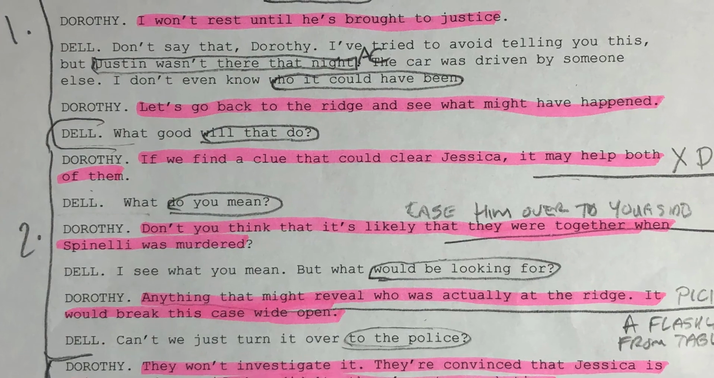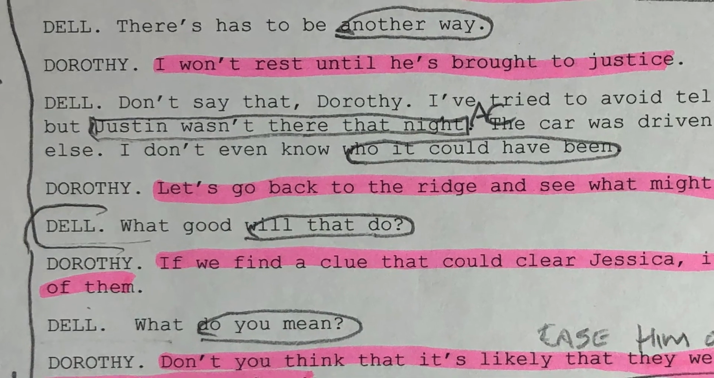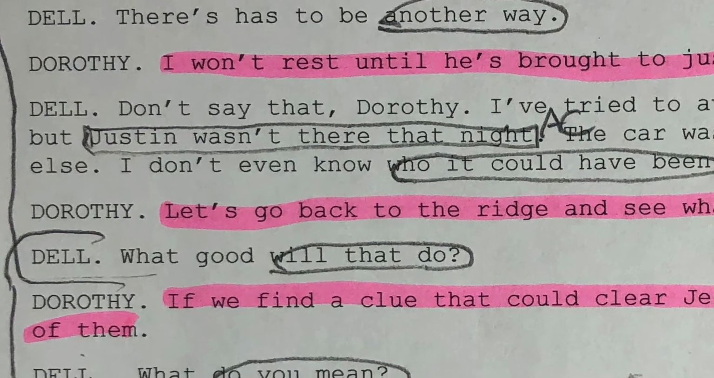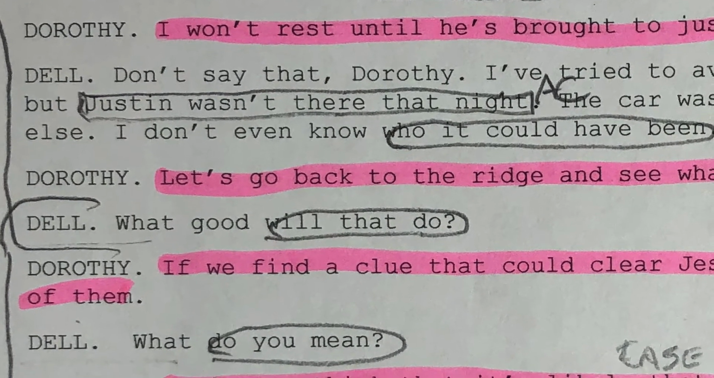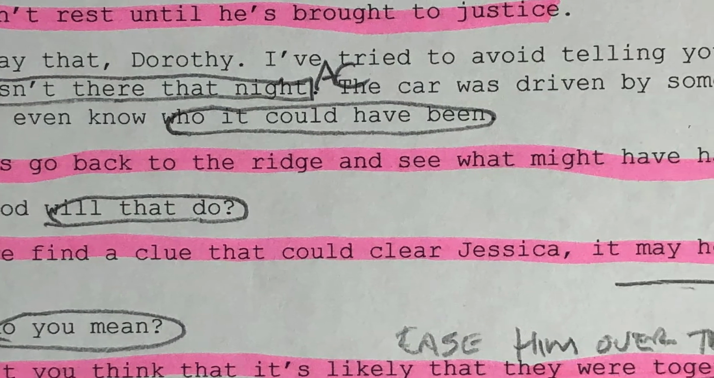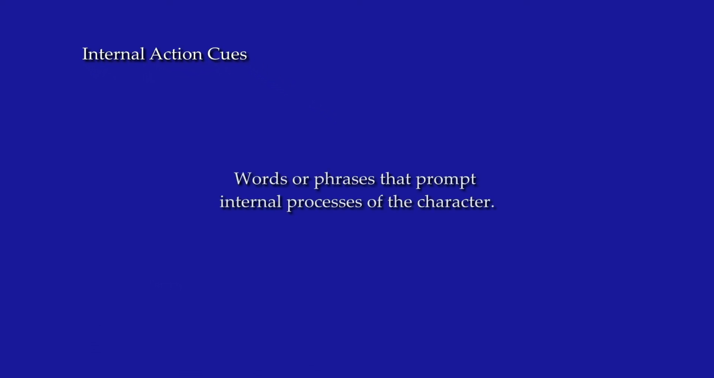In this exchange, let's assume that Dorothy's objective was to get Dell to serve as a witness against Justin at trial. Dell's phrase, "Justin wasn't there that night," serves as an action cue for Dorothy. This phrase prompts Dorothy to abandon her objective of convincing Dell to serve as a witness. She makes a transition from this objective to the new objective of getting Dell to return to the scene of the accident. Because it's something that causes a change that can't be seen by the audience, we refer to it as an internal action cue. It's an action that occurs in Dorothy's mind.